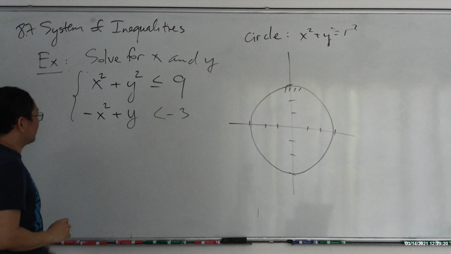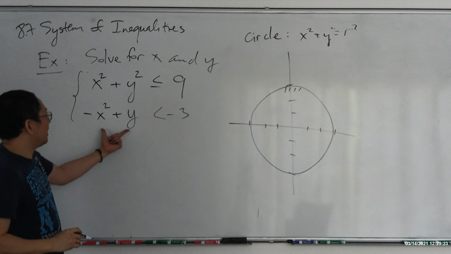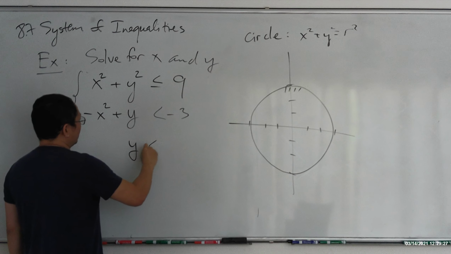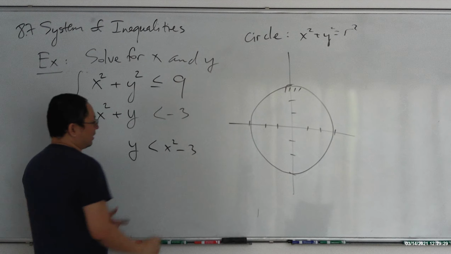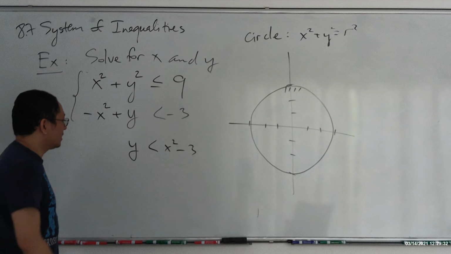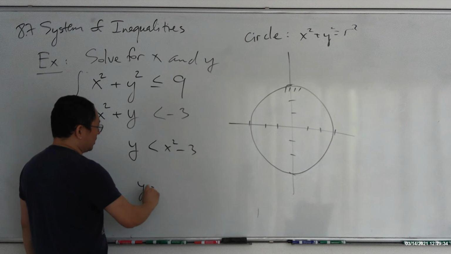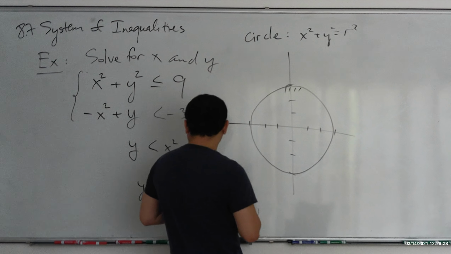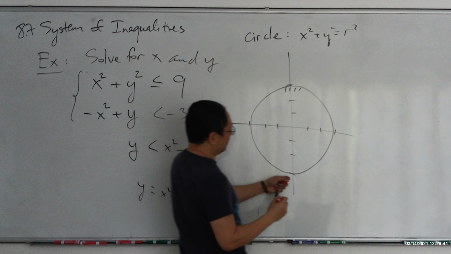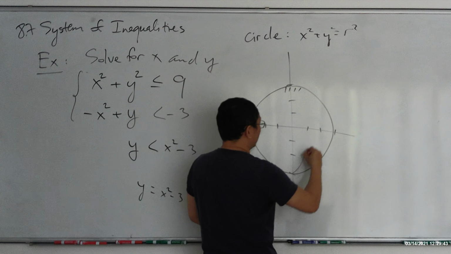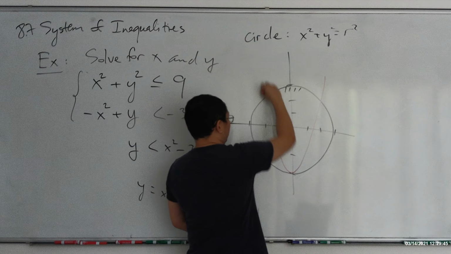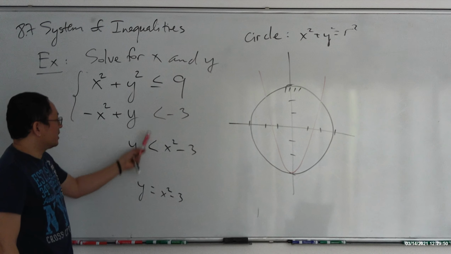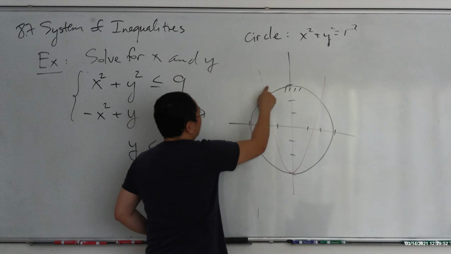So let's do the second one right here, which is not a circle anymore. Let's solve for y. Add the x squared on both sides. I get y is less than x squared minus 3. And I recognize right away this is a parabola. So I have to graph the parabola y equals x squared minus 3. Okay? Use red color. This parabola opens upward. The vertex is at negative 3. It's going to look like this. And my parabola will not be solid because it's strictly less than, so I have to draw it dotted this way.